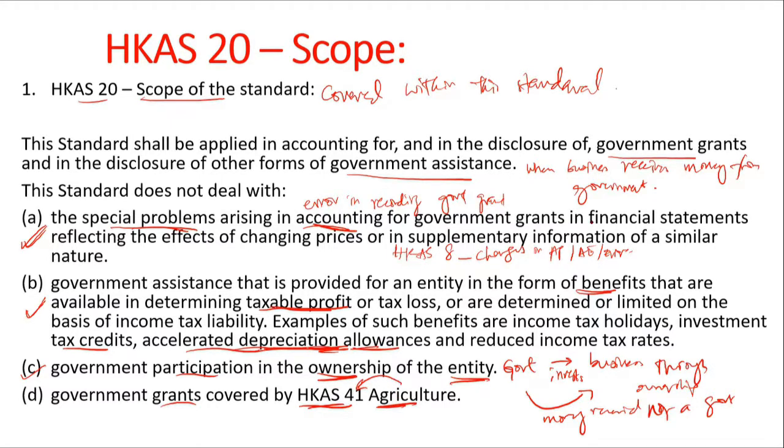So HKAS 20 more specifically applies when you receive money or help from the government. That's when you will be applying HKAS 20.